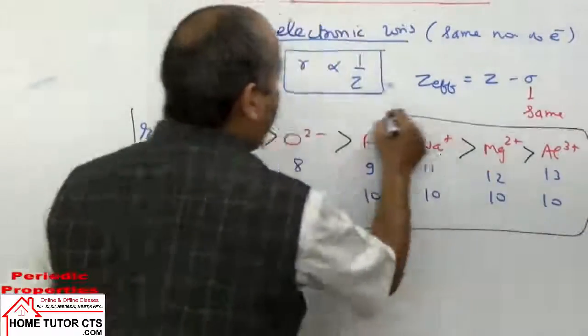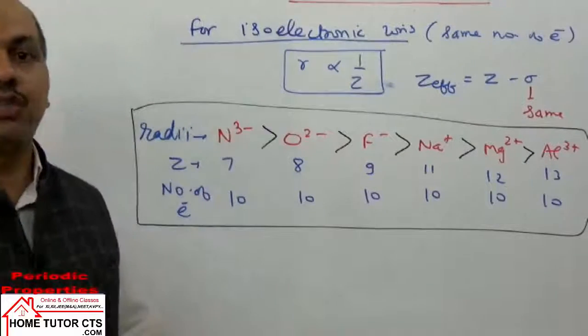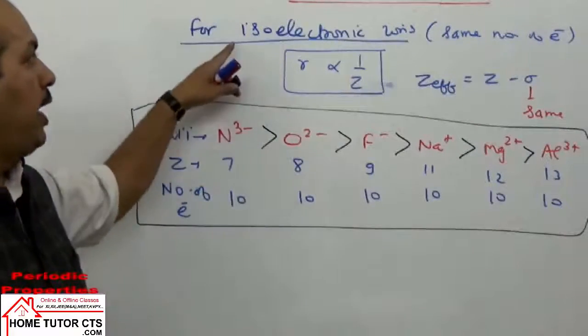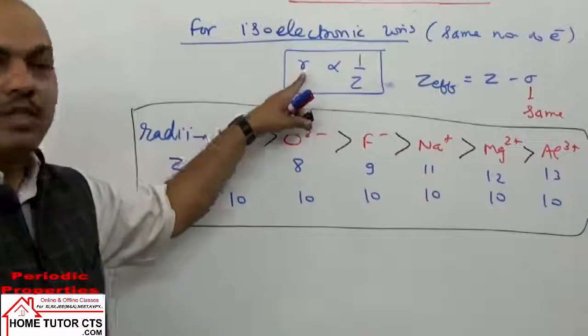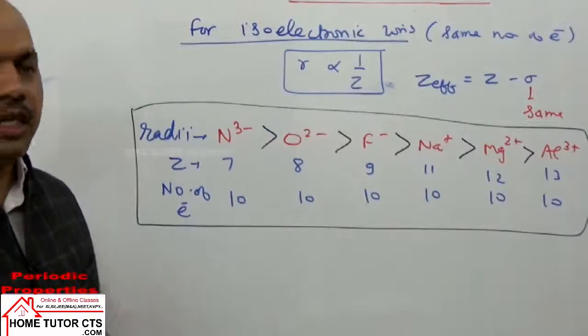So for isoelectronic species, you got one very important point, quite helpful in solving some questions in entrance exams: for isoelectronic species, the radius is inversely proportional to atomic number. I hope it is clear.